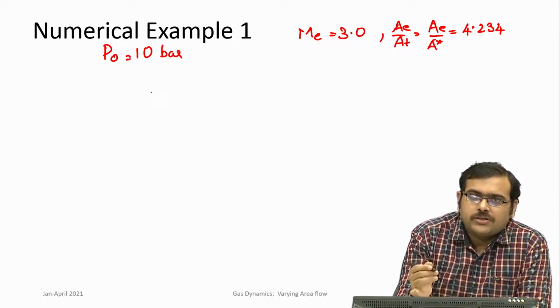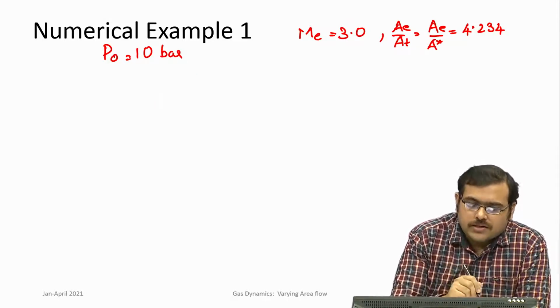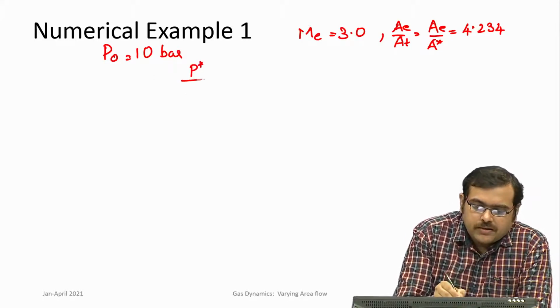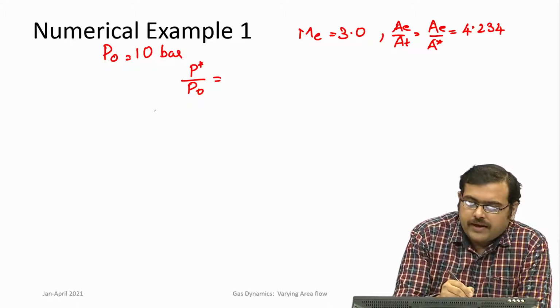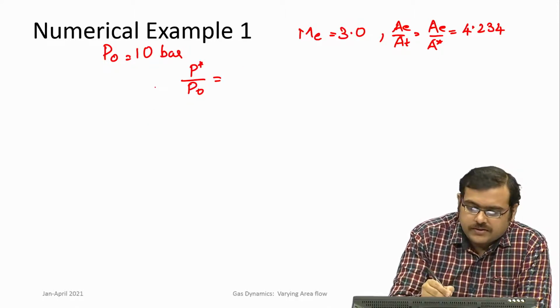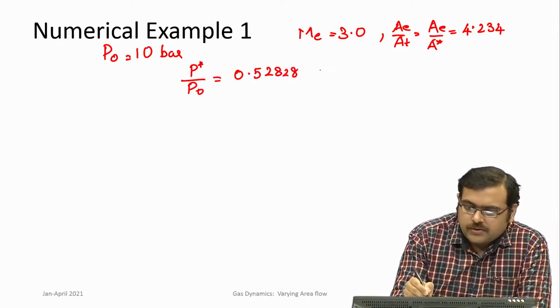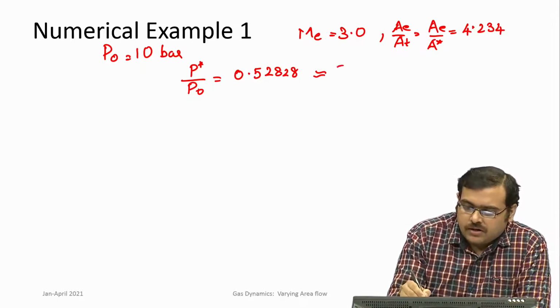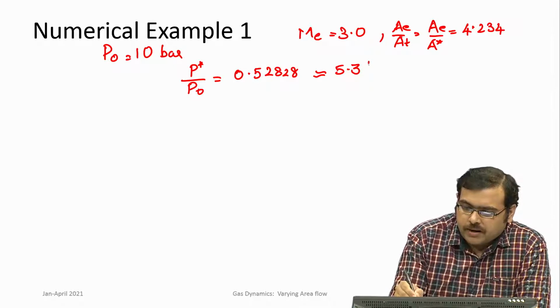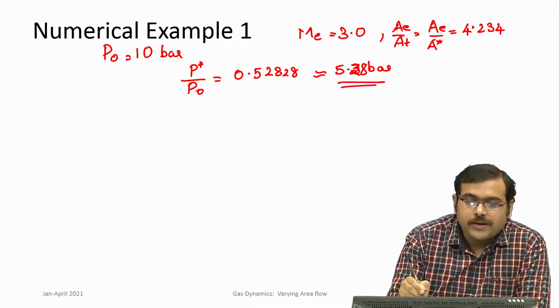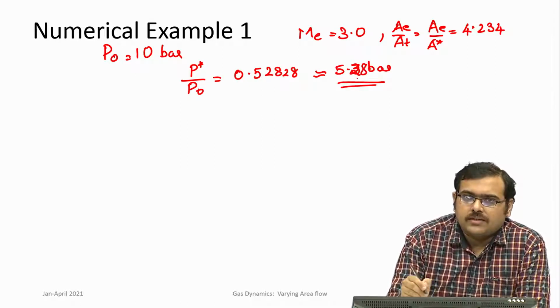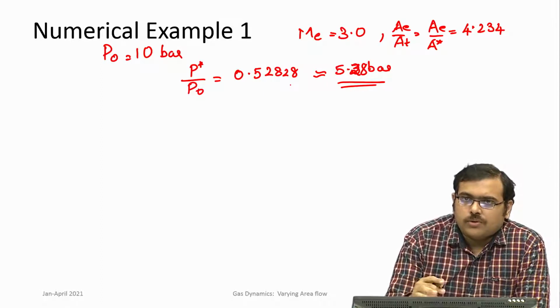What is the pressure at which the flow chokes at the nozzle? That is equal to P star by P naught, and for air this is constant. For air with gamma 1.4 it is 0.52828. So you can see that it is about 5.3 bar, 5.28 bar. When this particular pressure is achieved at the throat, the Mach number becomes equal to 1, the flow chokes.